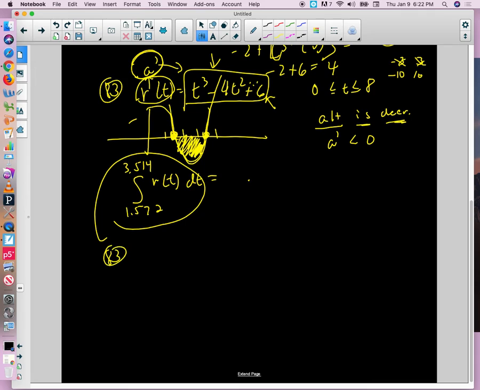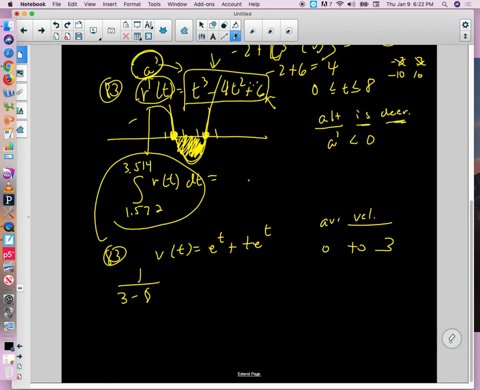83. The velocity in feet per second is given by e to the t plus t e to the t. What is the average velocity? Use your average value formula. This is going from 0 to 3. 1 over b minus a, the integral from a to b of velocity equals.